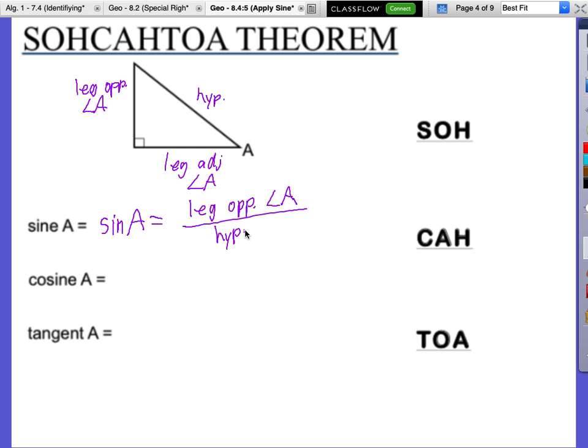Wait, so it already says sine A. So you have to rewrite sine A? This is the abbreviation though. So yes. Okay, so it's all in terms of this angle here.